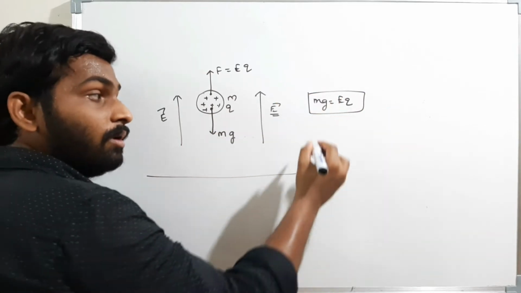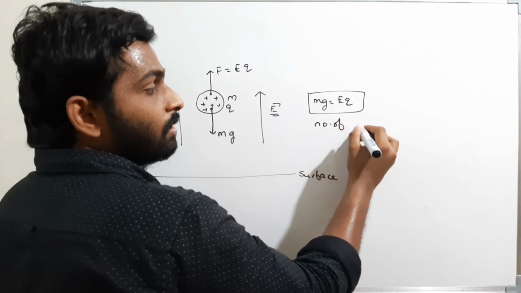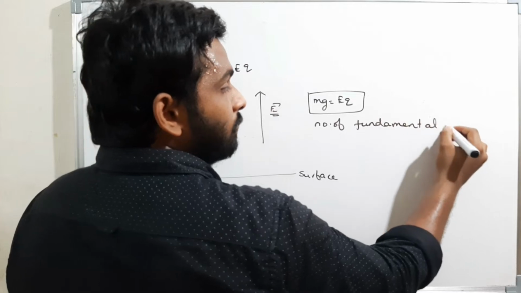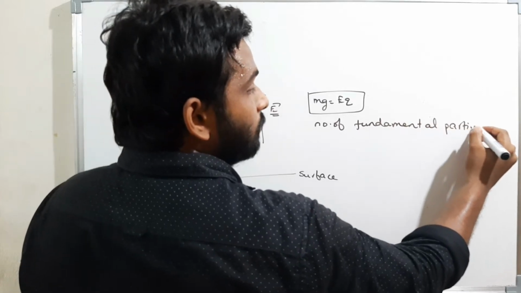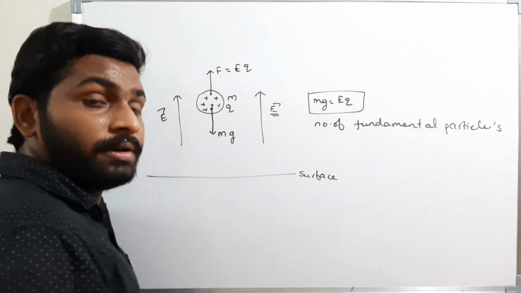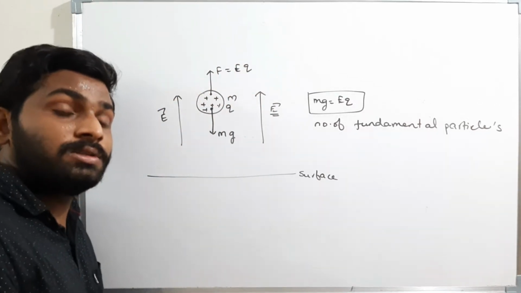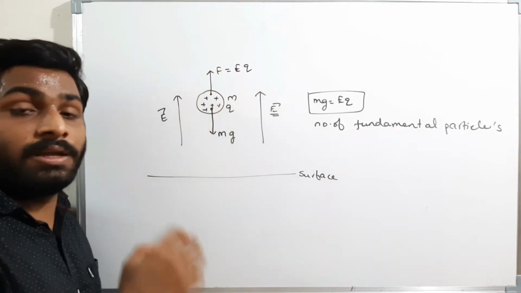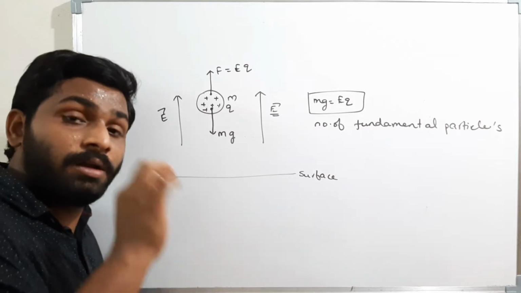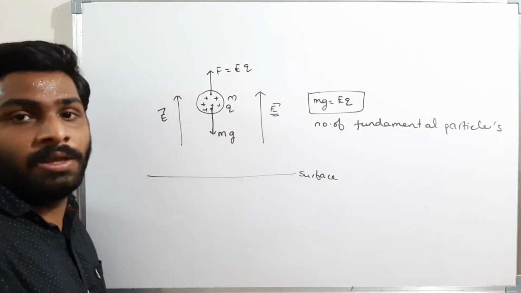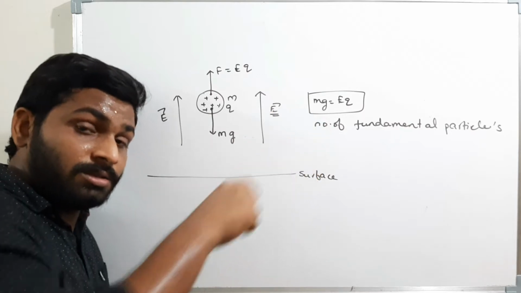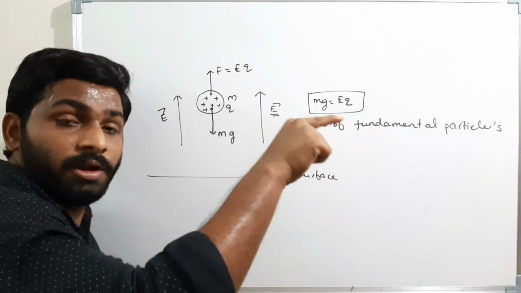Now they told us to find the number of fundamental particles. What to do? How can I find it? Number of fundamental particles means how many electrons I had given to the charge, or how many electrons I removed from the charge. That is nothing but the fundamental charge, which is nothing but an electron. If I remove one electron, it will be one positive charge. If I give one electron, it will be one negative charge.